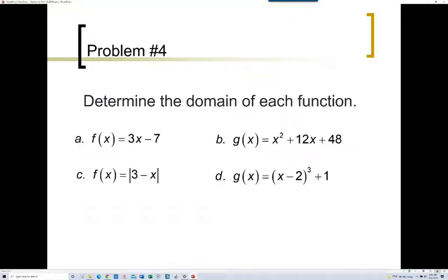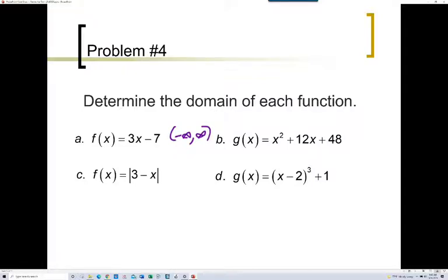All right, let's move on to number 4. It says determine the domain of each function. This is one that you should be able to do pretty quickly. If you look at A, that's a linear function, and so we know the domain is all real numbers. Every linear equation has a domain of all real numbers.